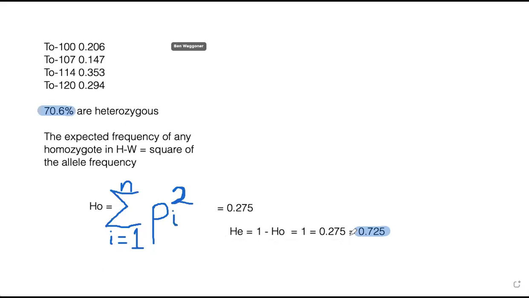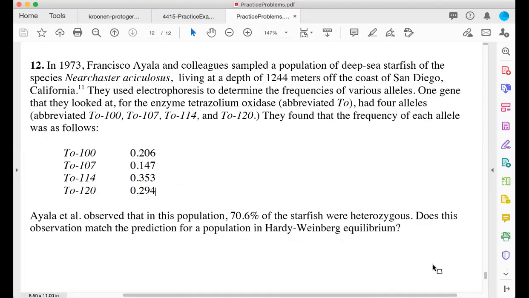If you have lots of alleles, then the frequency of all homozygotes is just equal to the sum of the squares of all of the allele frequencies. So problems like that one right there shouldn't freak you out. That's how you solve those.